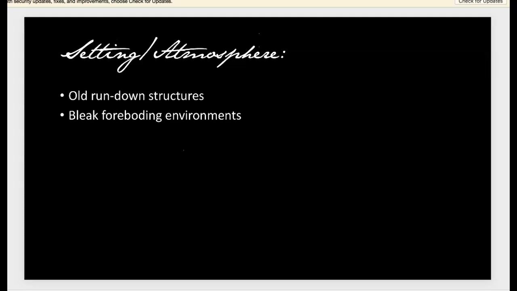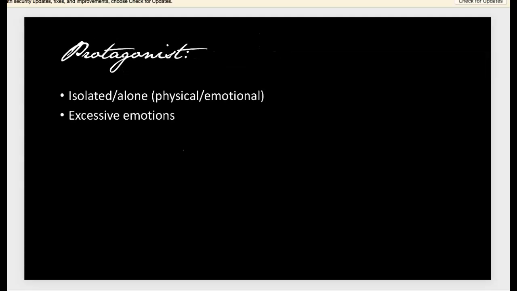And before I talk more about power and all that kind of stuff, you want to look at the typical protagonist of the person in the Gothic genre. They are isolated, alone, either physically or emotionally. And what I mean by that is that they are physically either trapped or cut off from society, or they are emotionally alone and without people they know.